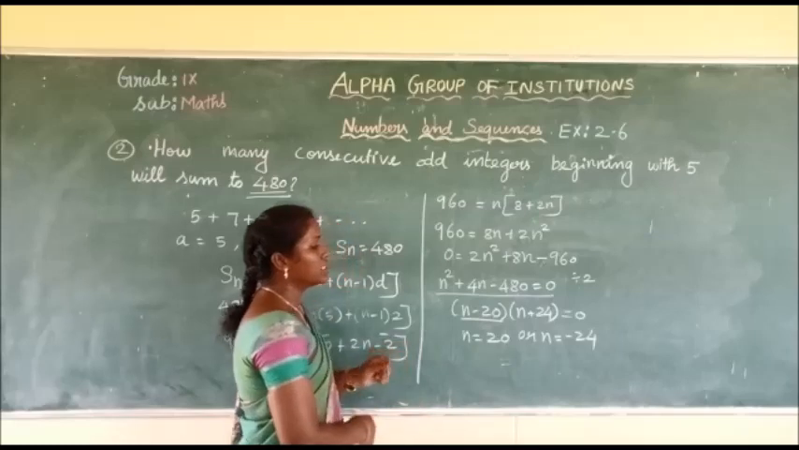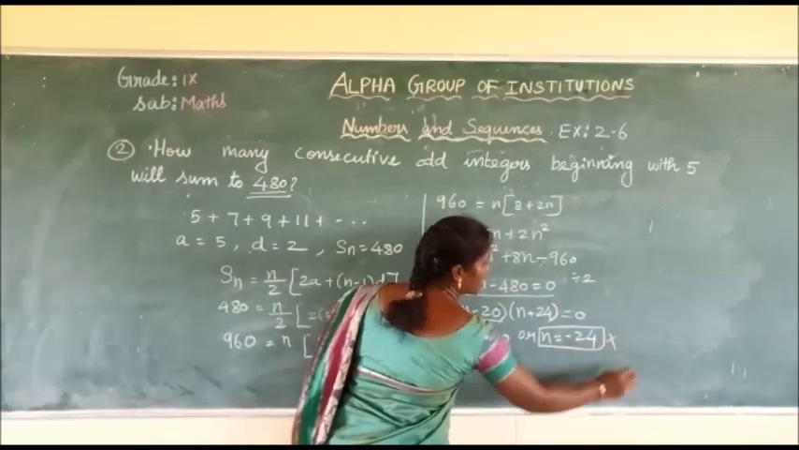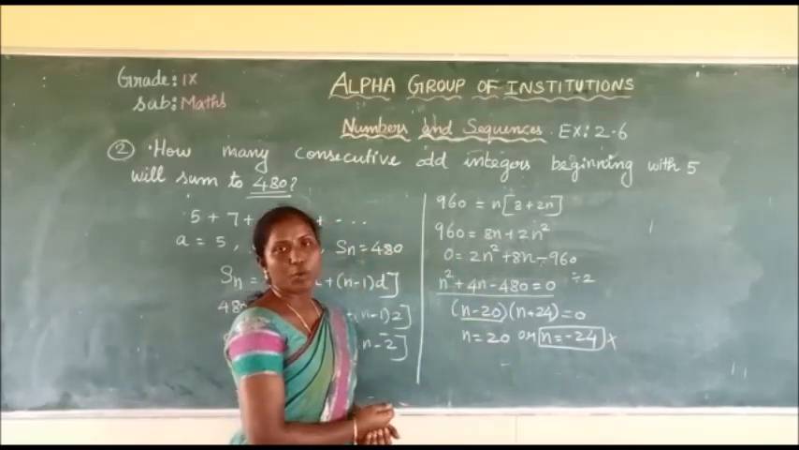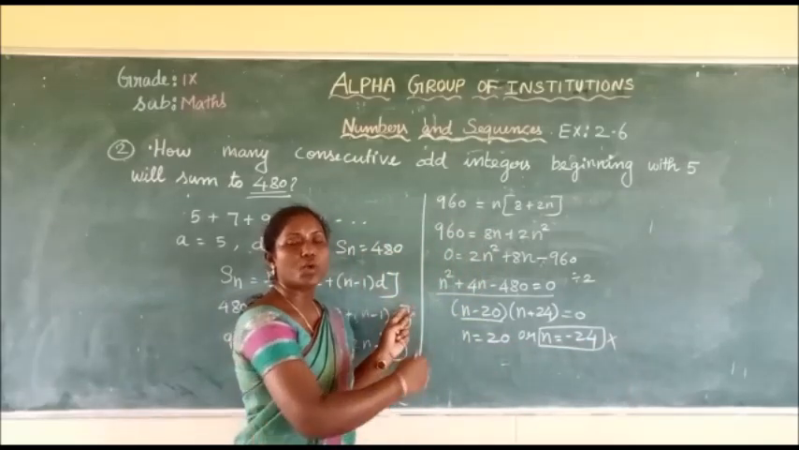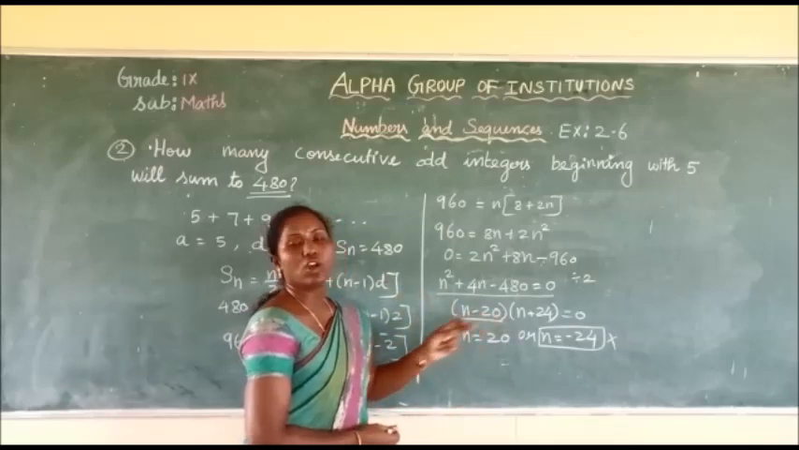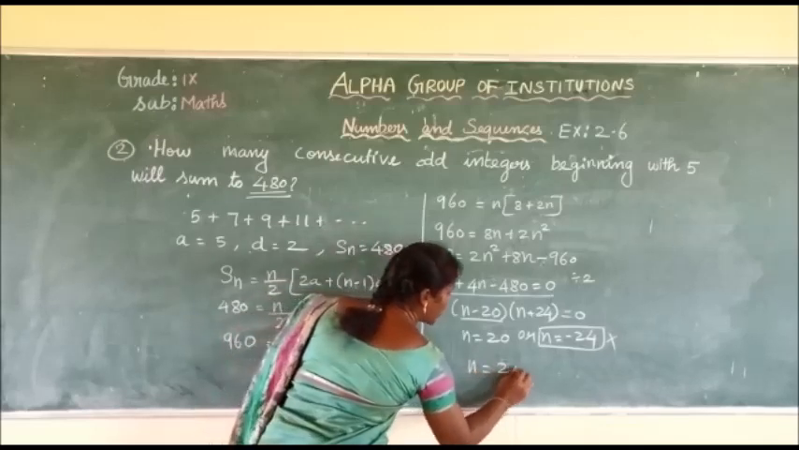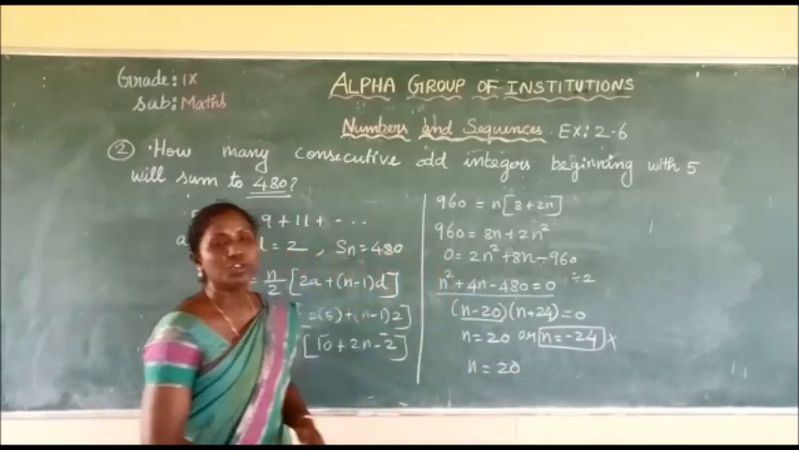Okay, so see here, n is equal to minus 24 is not possible. What is the reason it is not possible? Because here we are speaking about the counting of terms, and the counting of terms will not be negative. So here the value of n is equal to 20.